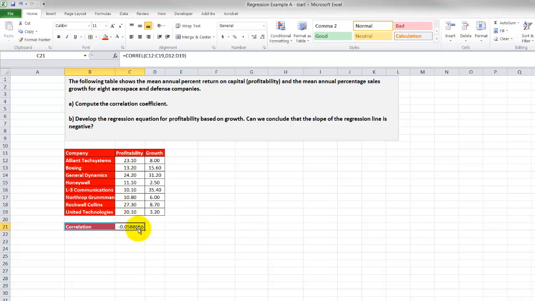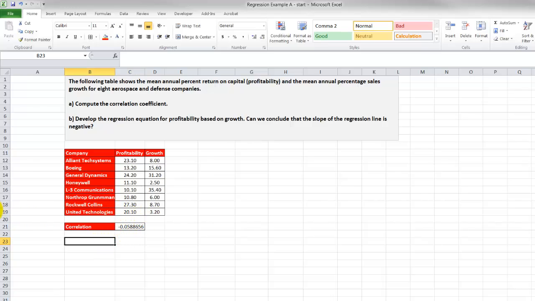But we later have to determine if it is statistically okay to say that this is a negative value, because it could be statistically equal to 0, or statistically equal to actually something positive. So let's go ahead and investigate this problem a little further.